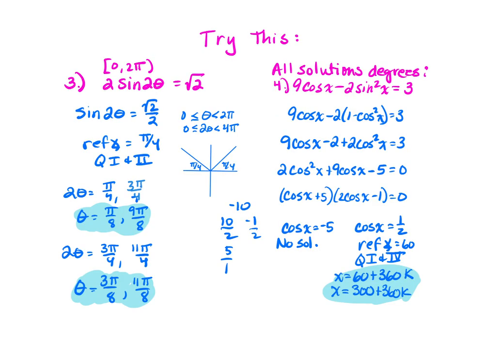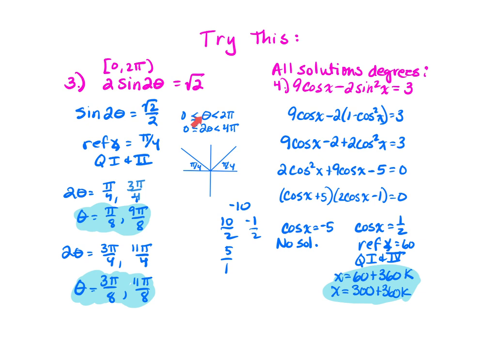Here are my solutions. Number 3, I solved for 2 sine of theta, and I found that that is square root of 2 over 2, which gives me a reference angle of pi over 4. That's where the y-coordinate is square root of 2 over 2 in the first quadrant. Since sine is positive, I know that I have answers in quadrants 1 and 2, and therefore I have 2 different places where my angle stops that will give me square root of 2 over 2. Those places would be pi over 4 and 3 pi over 4.